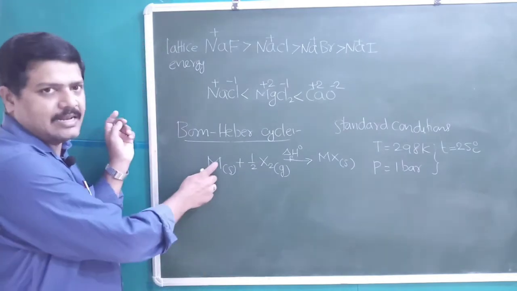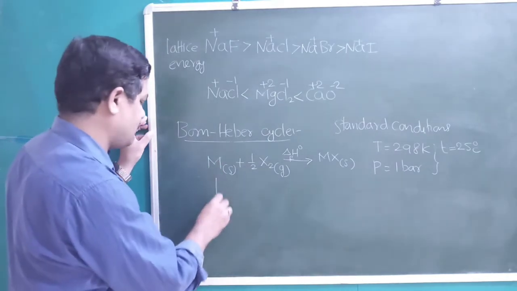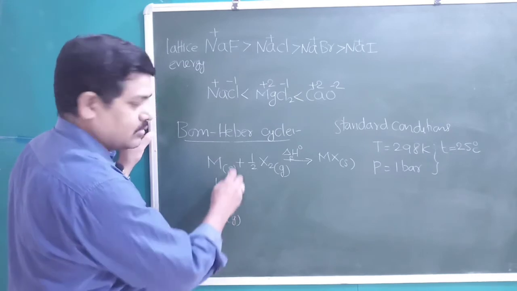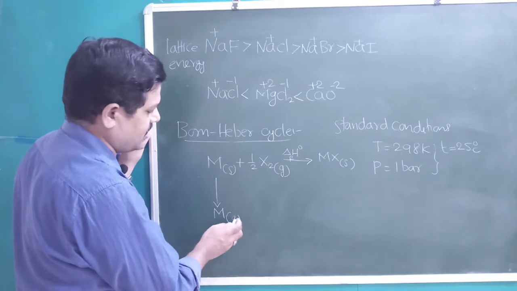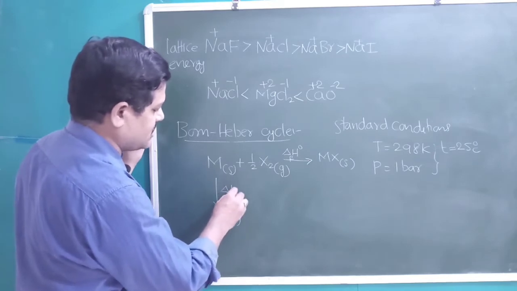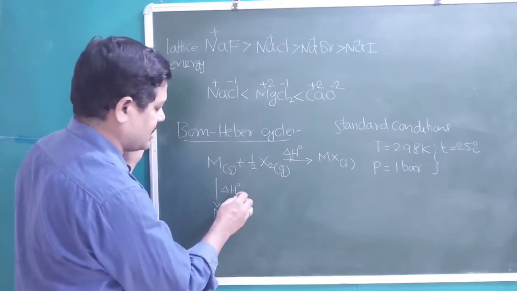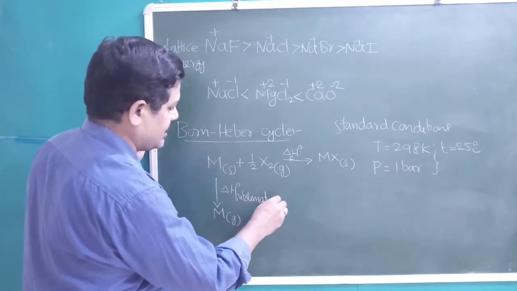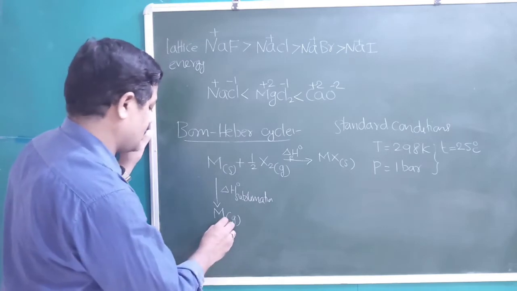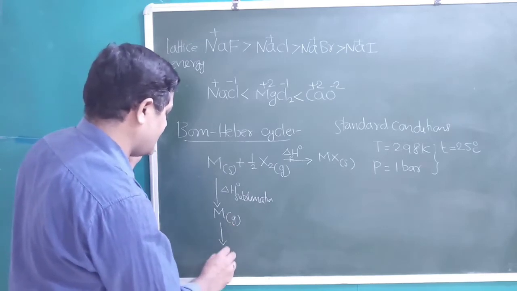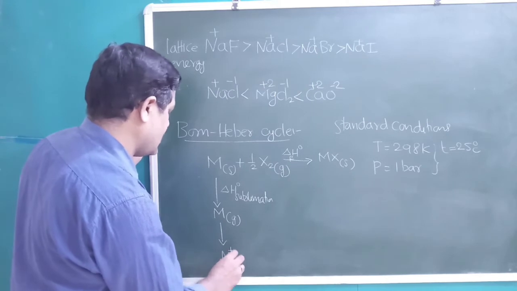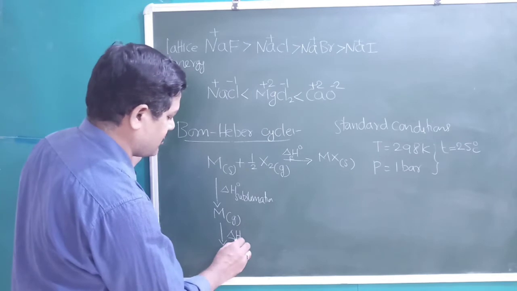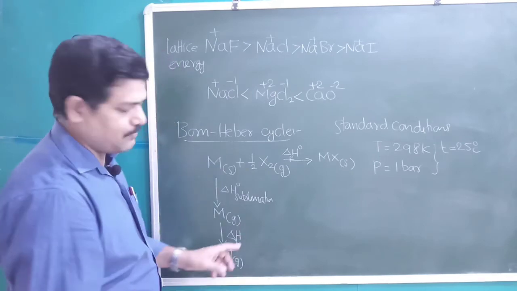So first, the metal solid should be converted into metal gas. Solid on heating converts into gas. The enthalpy change at standard conditions is known as the enthalpy of sublimation. Then the metal gas should convert into the metal cation, M plus gas. The enthalpy change accompanied with this process is called the enthalpy of ionization.